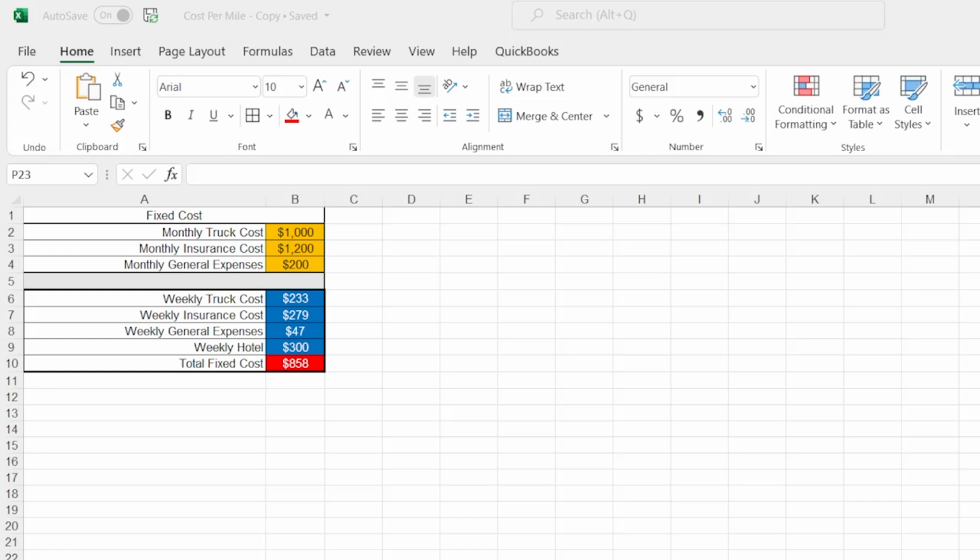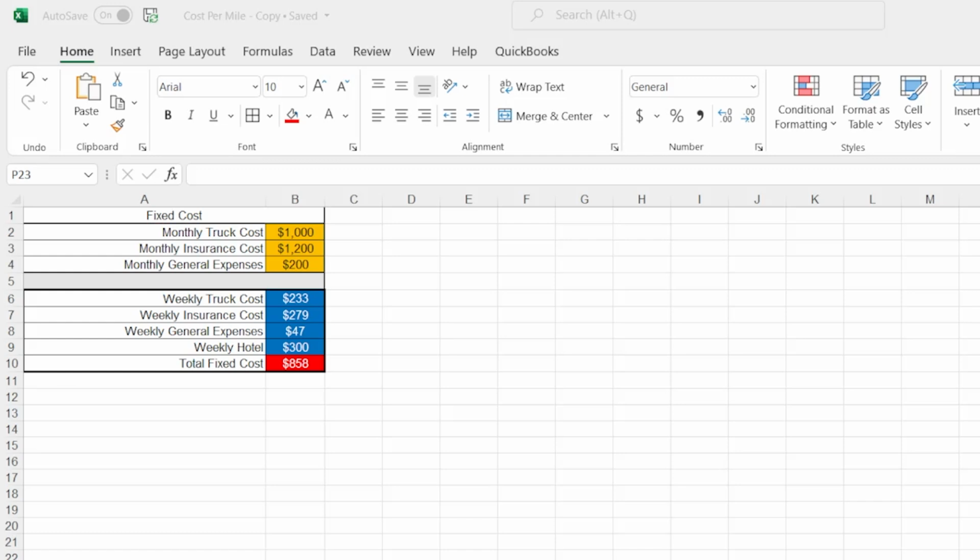Insurance will not change no matter how much you produce, how many miles you drive. Per truck, a good average number for insurance is about $1,200. I see $800 a month. I see $2,500 a month. I see a wide variety, but for this example, we will just use $1,200 as your monthly insurance cost.